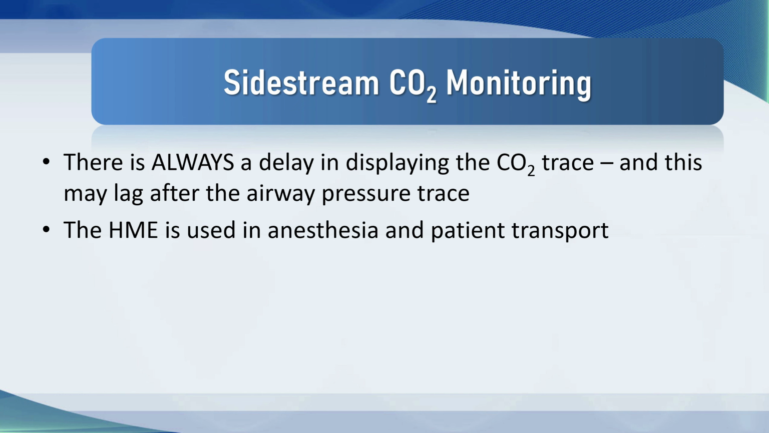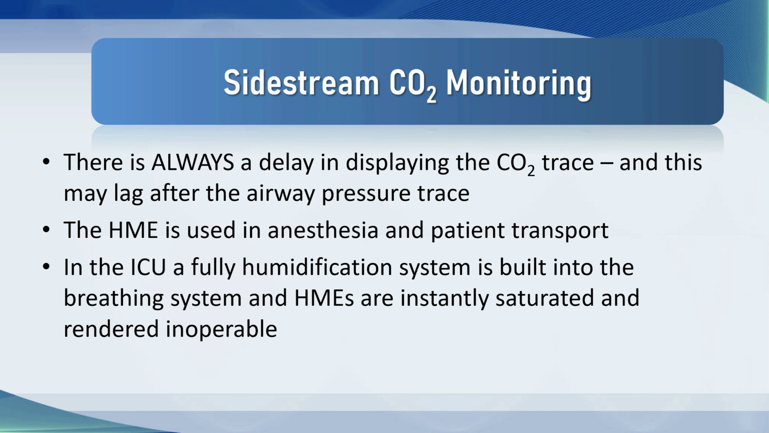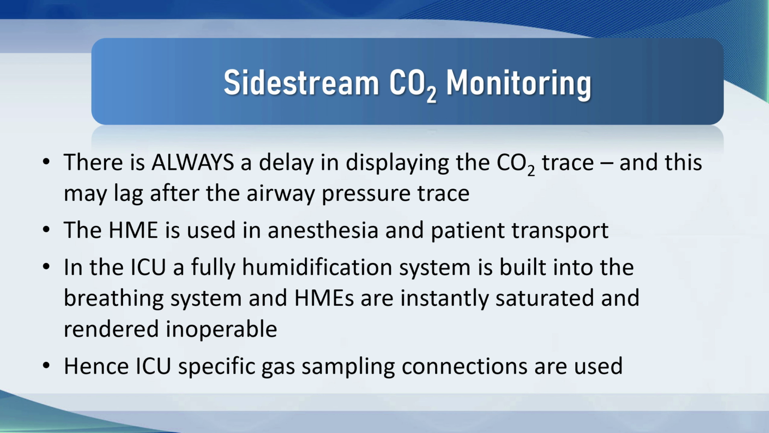The heat and moisture exchanger version is used in anesthesia and patient transport. It has no role in intensive care because in the ICU, when you have a patient on the ventilator, there is a humidification system built in. And if you put a heat and moisture exchanger in the middle of that, it just becomes saturated and it's rendered inoperable and potentially dangerous. So in the ICU, you have different sampling connections, as I have already shown.